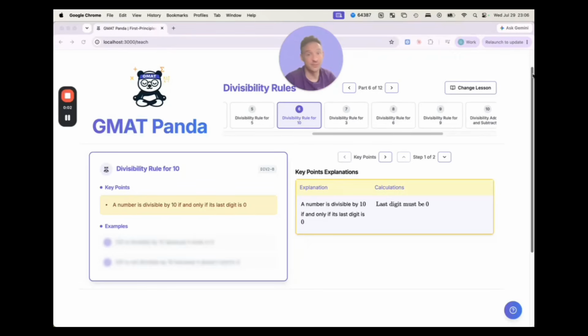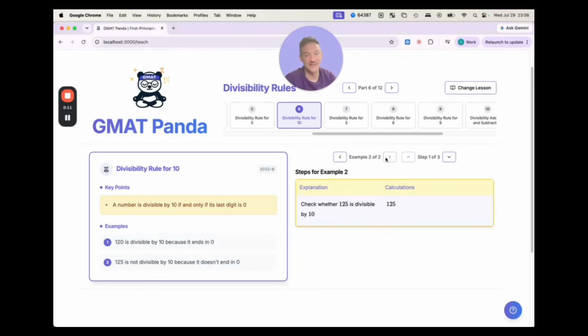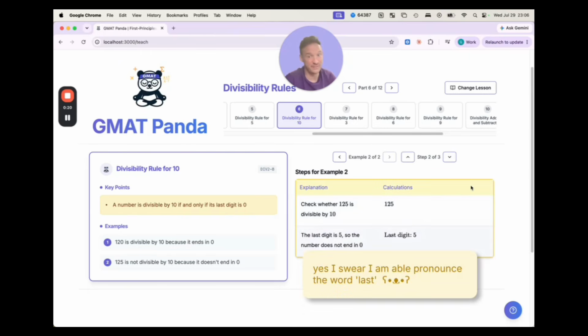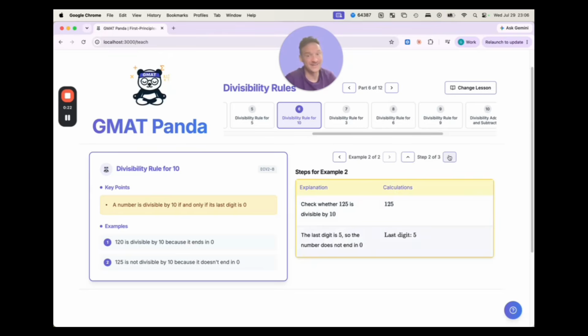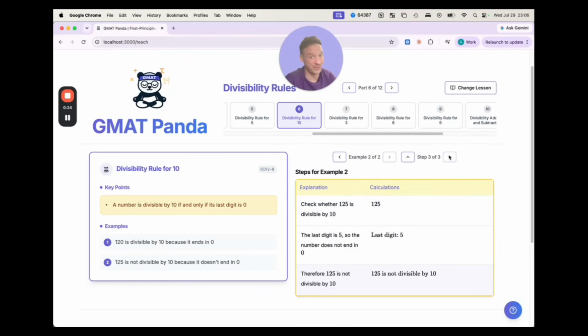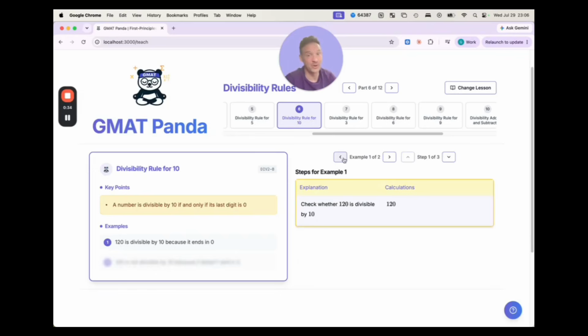The divisibility rule for 10 is the easiest of them all. We just need to check the last digit and see if it's a 0. Let's take an example. 125, is it divisible by 10? We isolate the last digit, and that's 5. And since that's not a 0, it will not be divisible by 10. Let's take another example. 120, in this case it ends in a 0, so it will be divisible by 10.